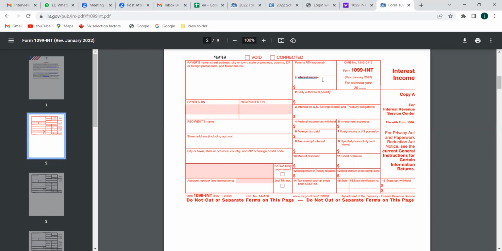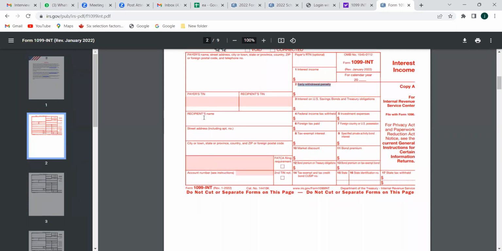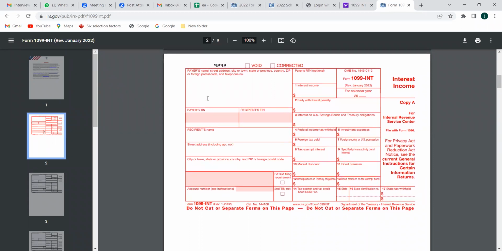The first one is interest income and the calendar year, so for which year it relates, 2020 or 2021, and whether any early withdrawal penalties are there. Then account number, recipient name and recipient address. Then the payer's TIN number. TIN number is like in India there is, I think, the TAN number, the taxpayer account number. So here also the TIN number and the payer's name, everything is there. So this is the 1099 INT document.